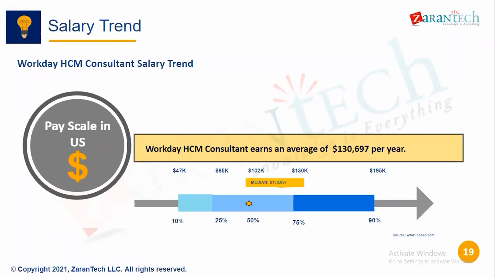Now guys, I am saying 130K is an average. Depending upon your skill and your experience, the salary may vary. If you are a beginner, just starting your career, you can expect 47K. Depending upon your experience and skills, you can go to 195K and further. So this is the current salary trend, and the data is for 2020. We had a survey, and we got this information based on our survey.